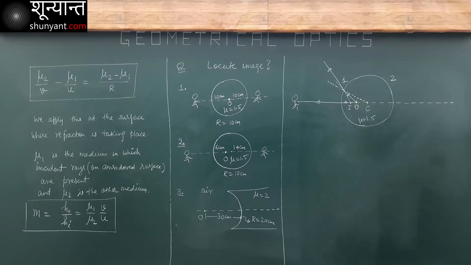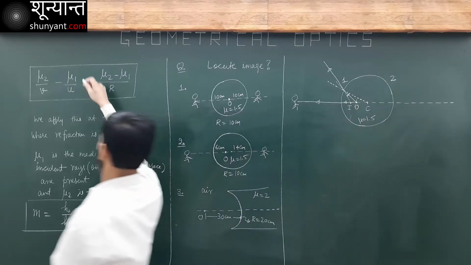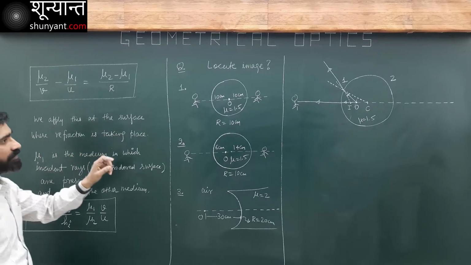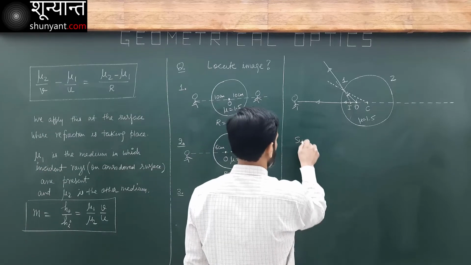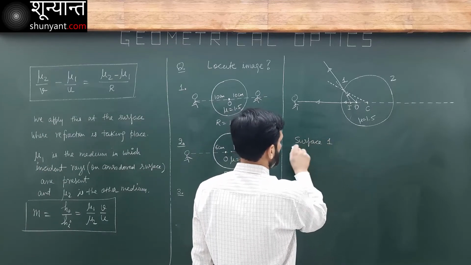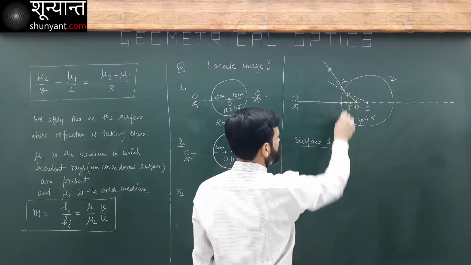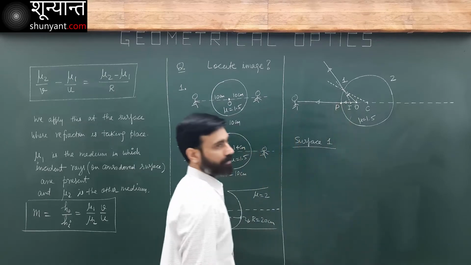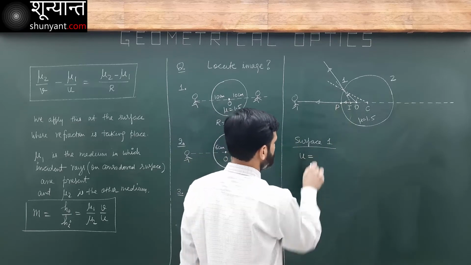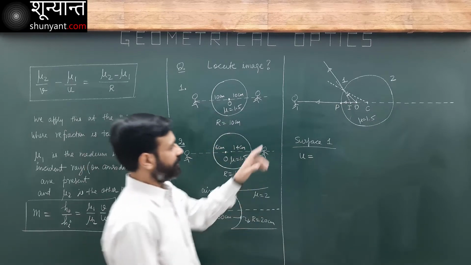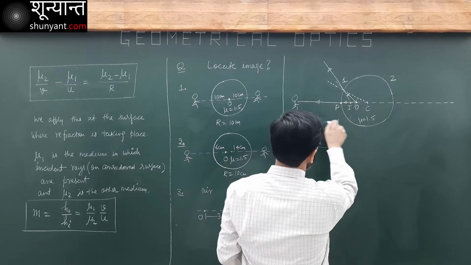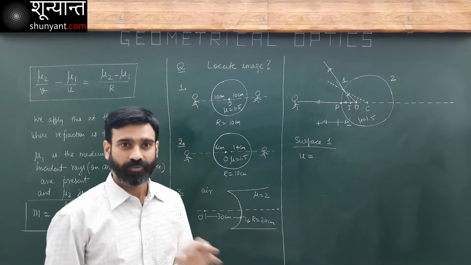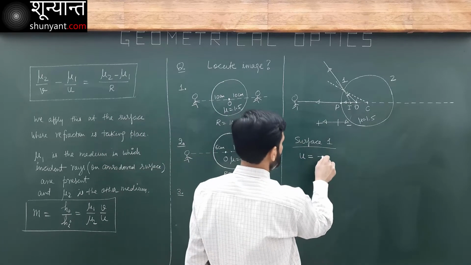So what will it be? First of all, look at the formula. We apply this at the surface where refraction is taking place, so I am going to apply this at surface 1. I will measure all the distances along the principal axis from this point, which I am calling the pole. What is u? The light is going towards the left, so this becomes my positive and this becomes negative. The same sign convention we have to use. So u is going to be minus 6 centimeter.